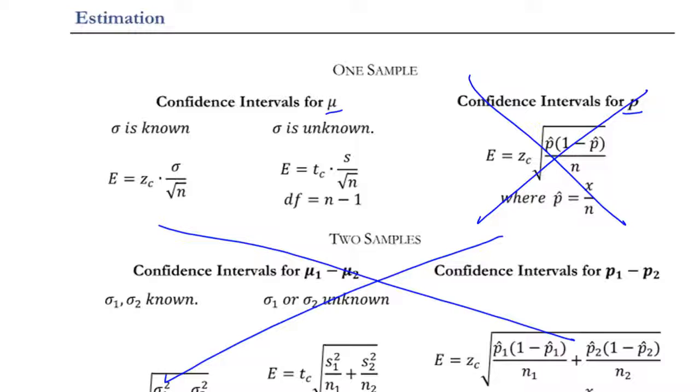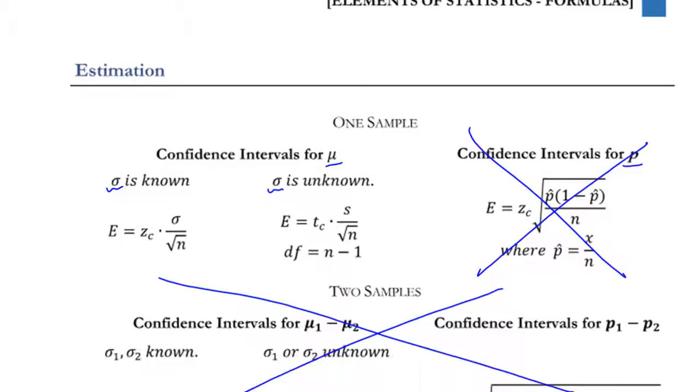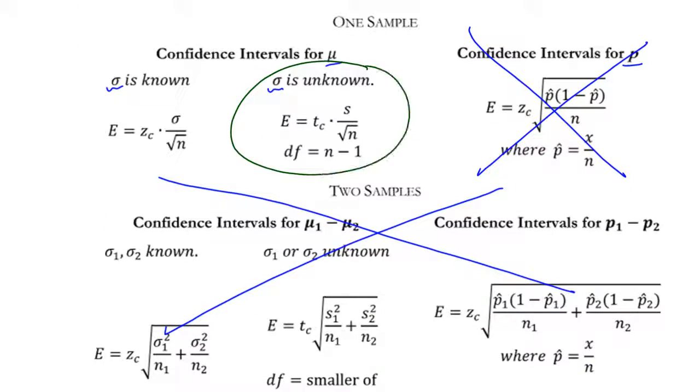And now we have to decide whether or not sigma is known. Sigma is the population standard deviation. The problem did not say population standard deviation. The problem only said standard deviation. So in this case, sigma is unknown. We do not know what the population standard deviation is. That means here we use this formula.